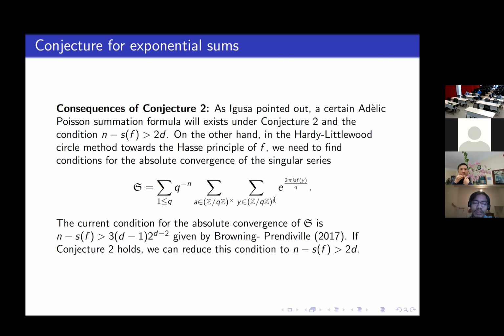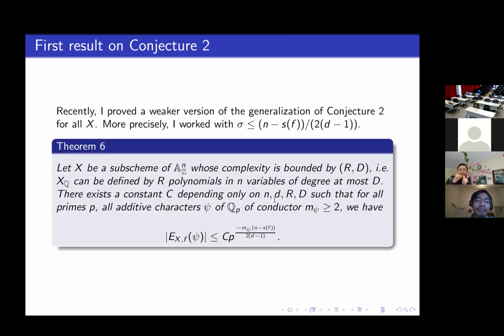And in fact, if Conjecture 2 holds, then we can reduce the condition much, to n minus n_F being at least 2D. Then we can replace 2 to the power d by 2D. Okay. So in recent work, I can prove a weaker version of the generalization of Conjecture 2 for X. More precisely, I work with the exponent σ less than (n minus n_F) over 2 times (d minus 1). And I state my theorem here.